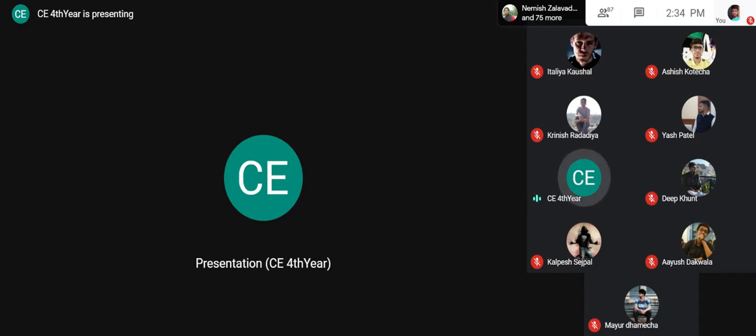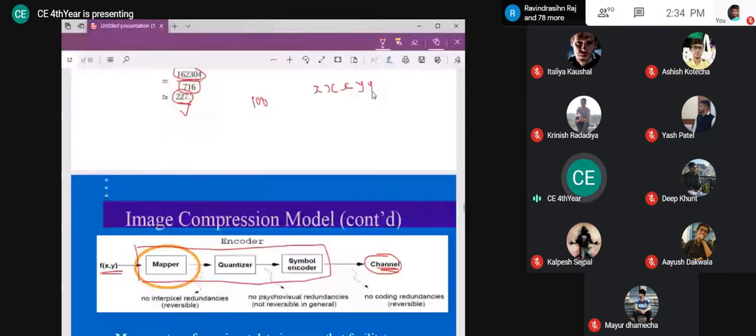This is my entire encoder, right? It includes three basic components: mapper, quantizer, and symbol encoder. What is a mapper? As the name suggests, it maps, right? What does it map? Suppose I have consecutive X intensities, then consecutive Y intensities, then Z intensities, right? Suppose I have this type of image.